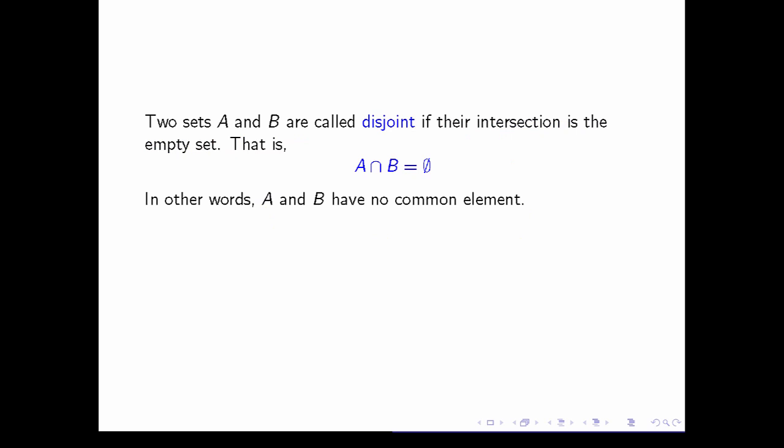Now we talk about intersection. There will be cases where two sets do not have any common elements. That is when we say they are disjoint. In terms of set notation, their intersection has to be an empty set because there is no common element. So we write A intersect B equal to the empty set.